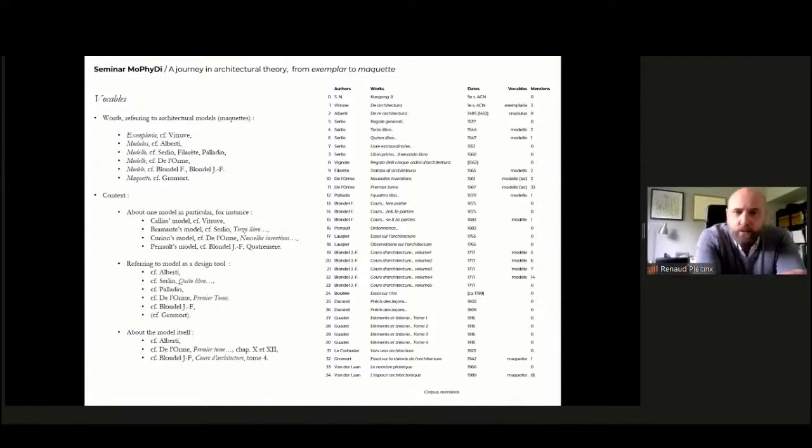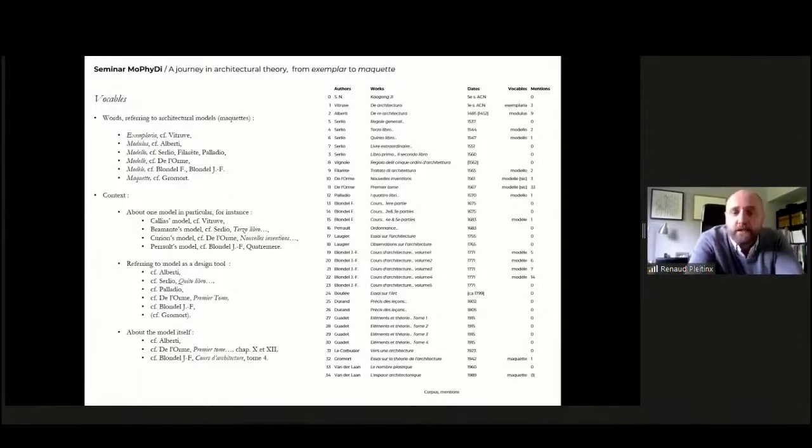These words are used in 3 kinds of contexts. The first is when the author talks about one model in particular. For instance, when Vitruvius evokes the never-working Callias war engine in the last chapter of the De Architectura. The second kind of context is when the author mentions the model in the course of his speech as a design tool that must be used by architects.